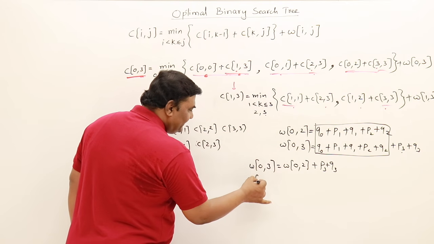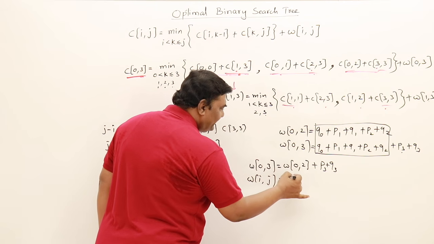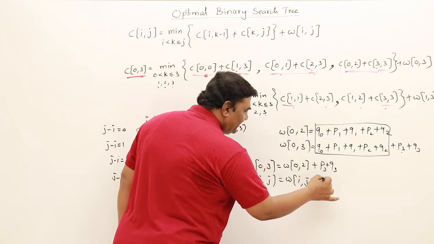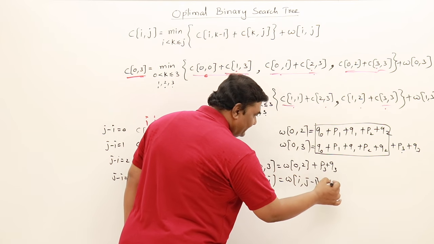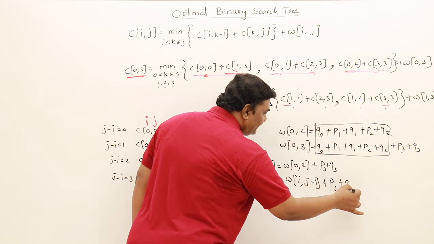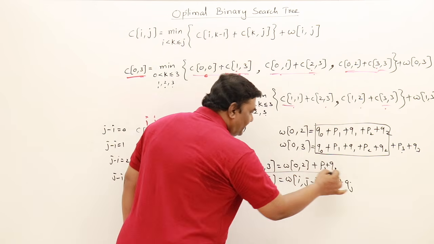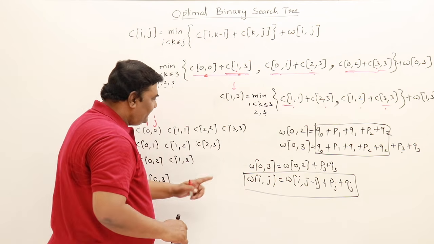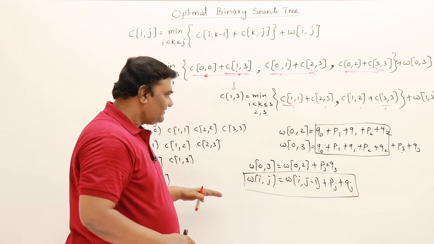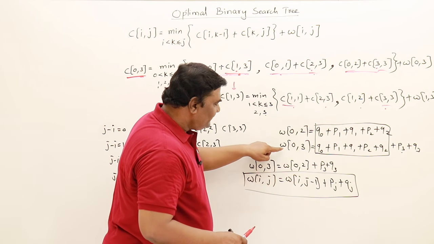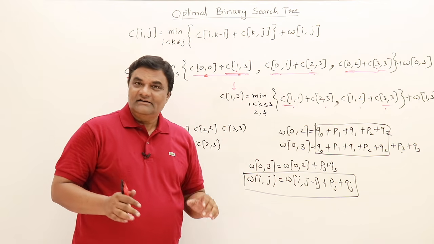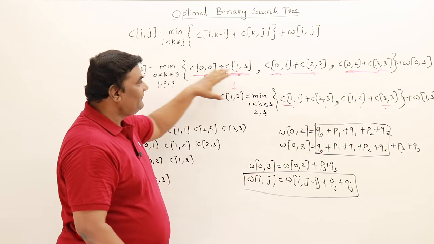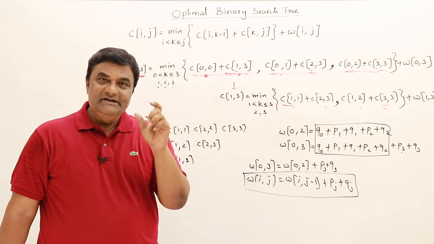So it means weight of any i, j can be taken as weight of i, j minus 1 plus Pj, Qj. So this is how we can modify the values of W. If you found one of the W values, you can know the next value by this method, right? So if you already know 0, 2, you can easily find 0, 3. So finally, I can say that we have to find out cost, weight for the formula, plus who should be a root.